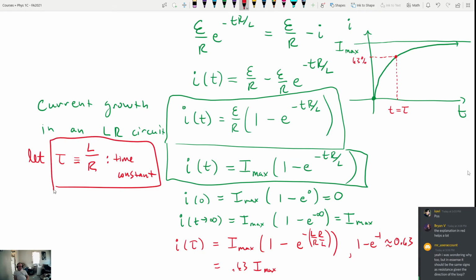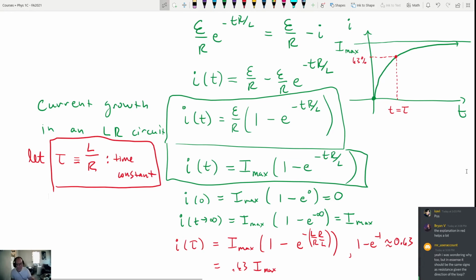It's L over R. That means that the bigger that L is, the longer it's going to take for it to charge up. And the bigger that the resistance is, the slower it's going to charge up. Actually, the bigger that R is, the faster it's going to charge up. Let's see if this makes any sense.